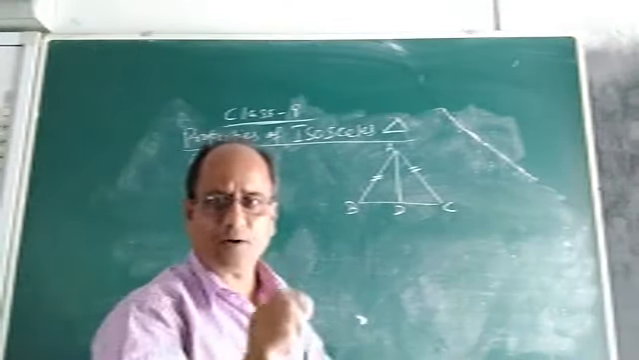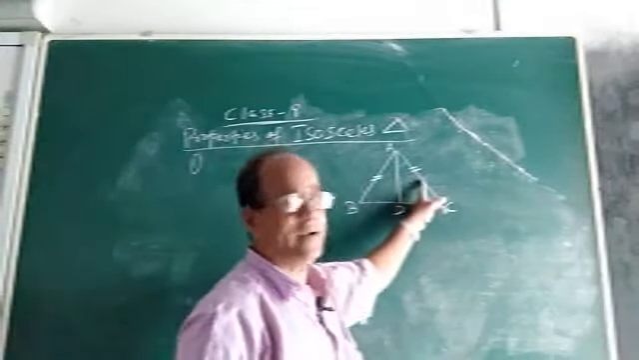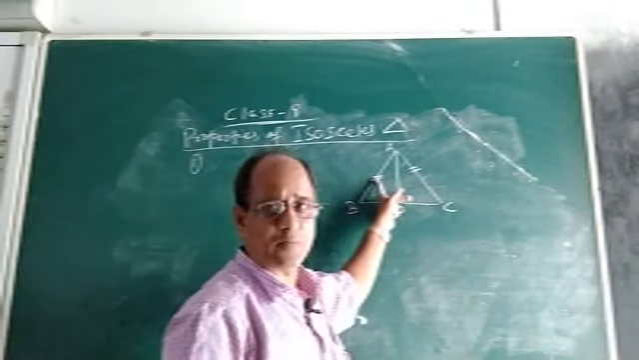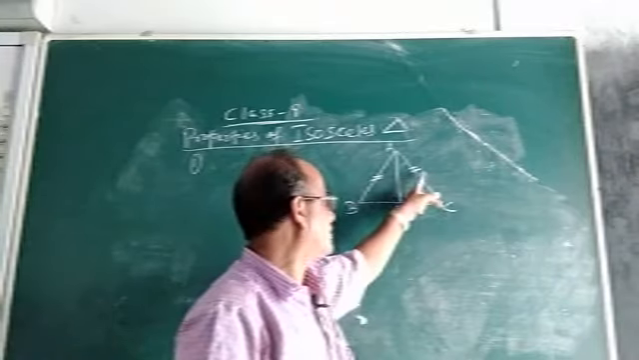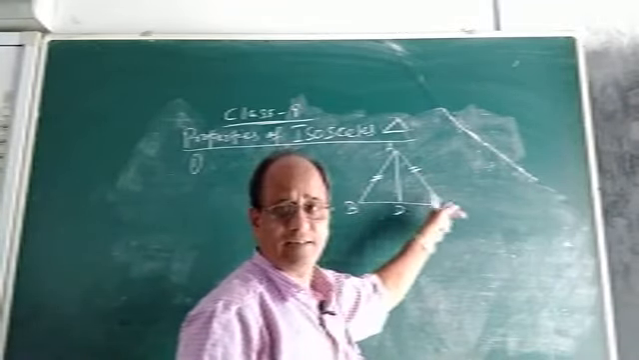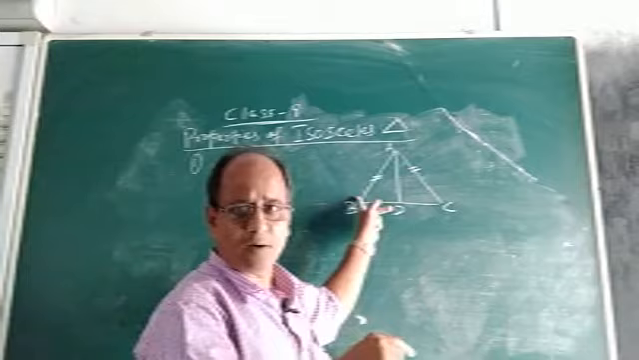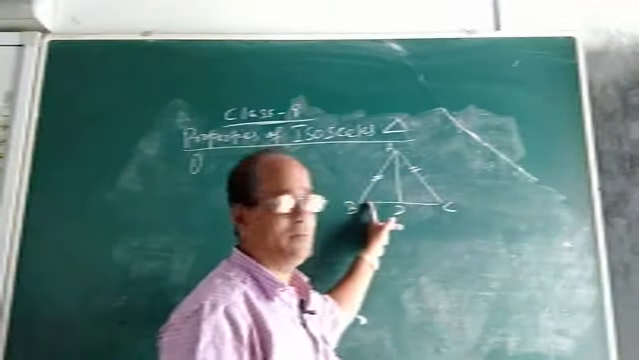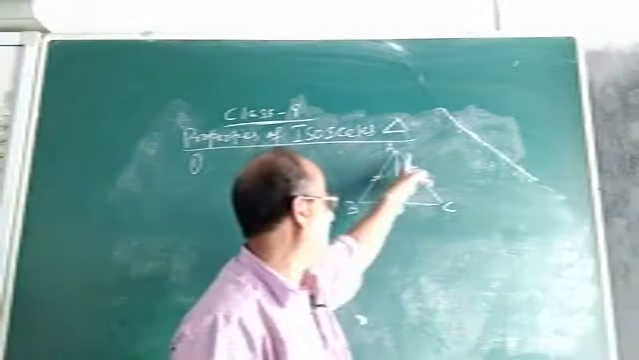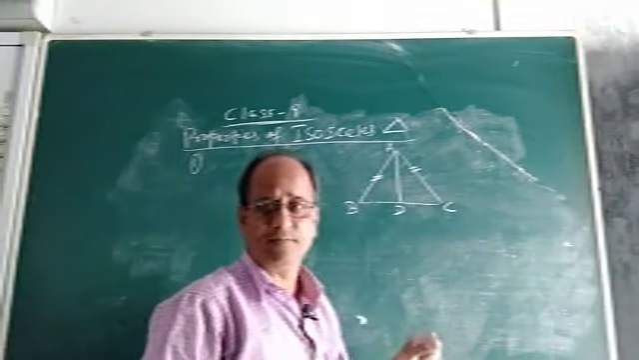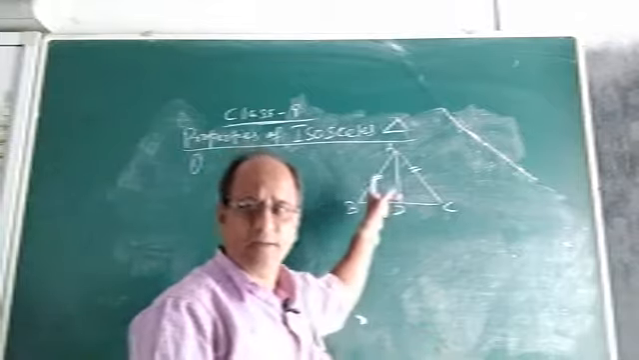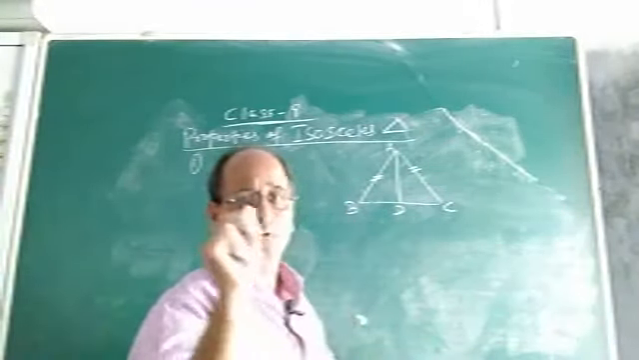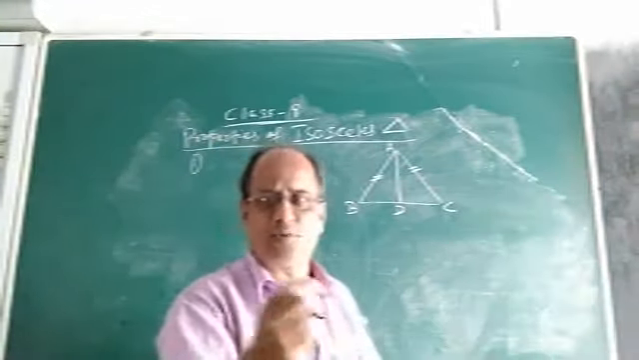Then what is the truth about an isosceles triangle? If AB and AC are the same, then what will happen? The opposite angle of AB is angle C, and the opposite angle of side AC is angle B. So the property says if AB equals AC, then angle C will be equal to angle B, that is, angle ACB will be equal to angle ABC. What does it mean? It means if any two sides of a triangle are equal, their opposite angles are also equal. How to prove it geometrically?